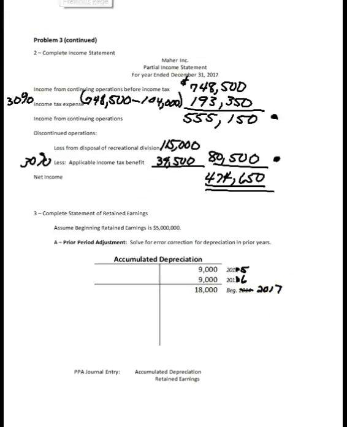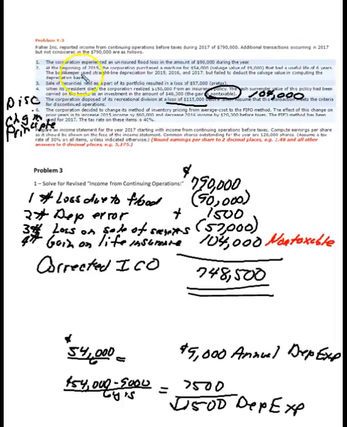So let's go back to number 2. Remember, we had the error in how they calculated depreciation expense. The annual amount should have been $9,000. They were recording $7,500. So that was a difference of $1,500 each year. And that started way back in 2015. So we have corrected 2017, right? The income statement for 2017, we corrected that by adjusting income from continuing operations.